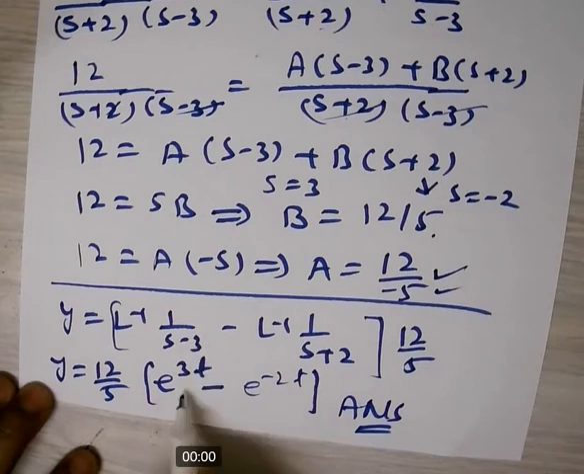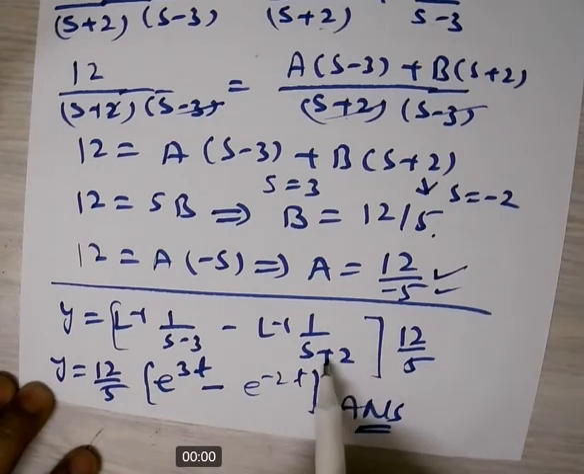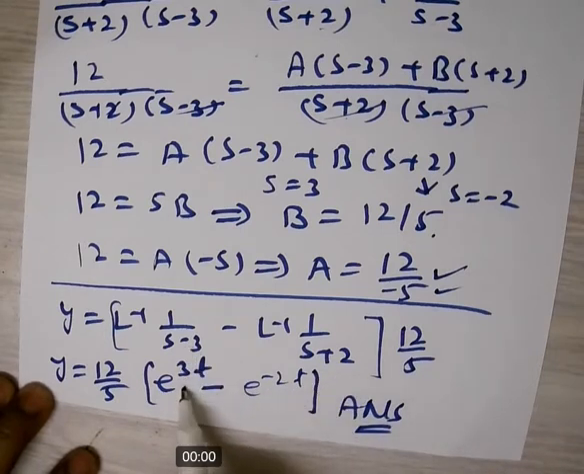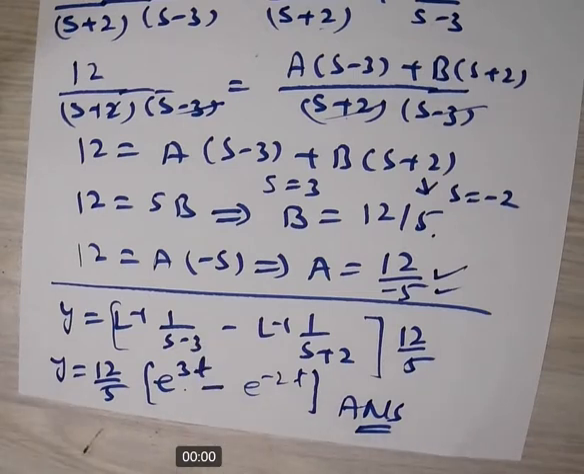12 divided by 5 is outside. The Laplace inverse of the first one is e power 3t, minus the Laplace inverse of 1 divided by s plus 2, which is e power minus 2t. Remember that one: if plus is given, then write minus; if minus is given, then write plus. This is the answer of that question, which is a first order linear differential equation.